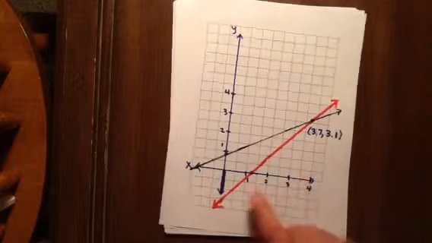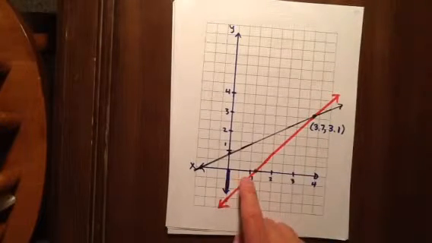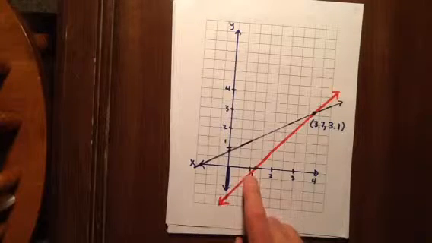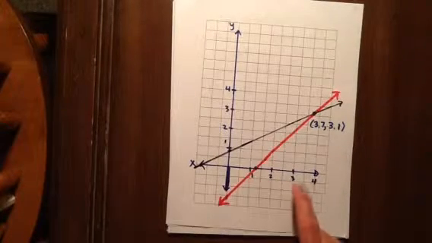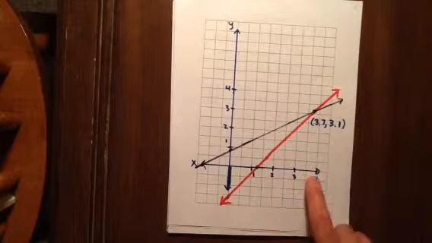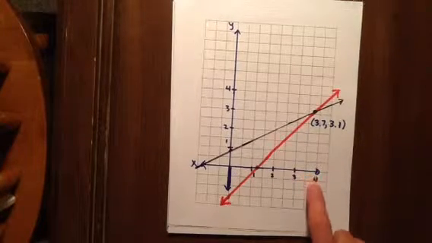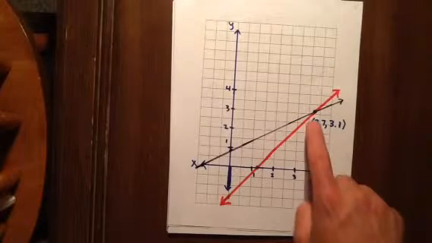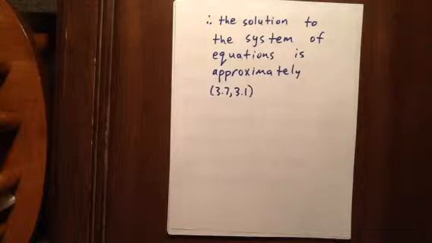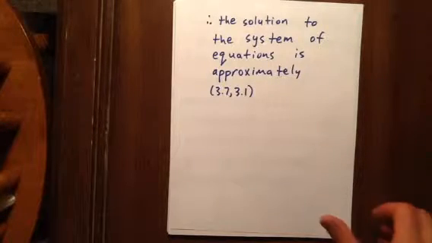It looks like, letting each one of these grid squares be half a unit, so that one unit is 2 grid squares over, our point of intersection appears to be approximately 3.7, 3.1. And so we say that the solution to the system of equations obtained by the graphing method is approximately 3.7, 3.1.